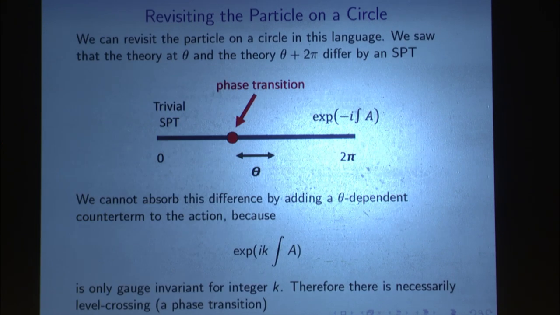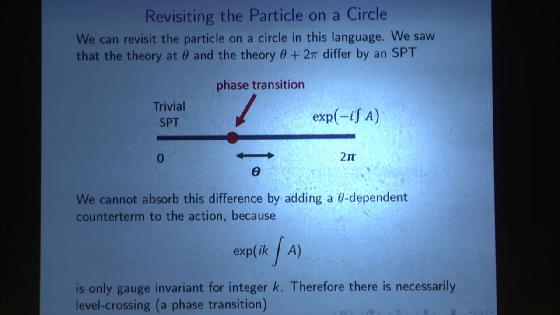OK, let me revisit the examples that we had earlier in this language. Let's go back to the particle on the circle. We're examining the theory as a function of theta. Here's theta, here's 0 and 2 pi. What we saw is that if the theory at 0 has a trivial SPT, a trivial dependence on the background gauge fields, then at 2 pi you'll pick up this non-trivial dependence on the background gauge fields. So you can't absorb this difference between 0 and this Wilson line by making a theta-dependent counterterm.